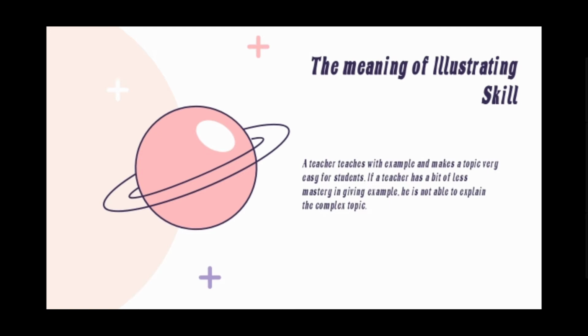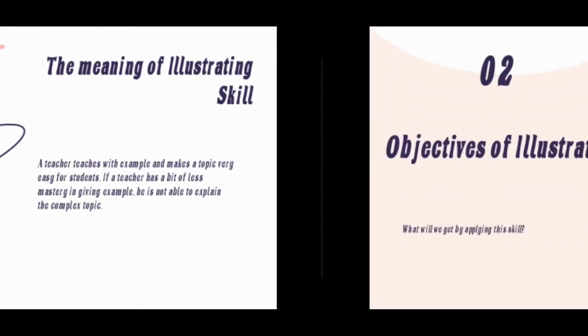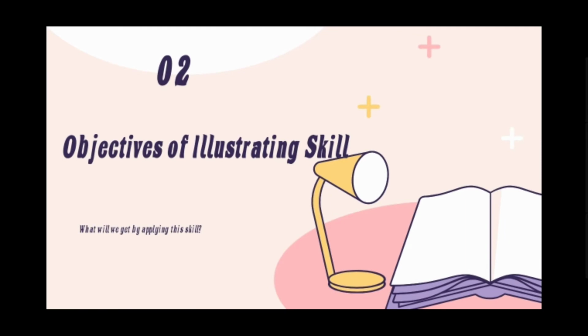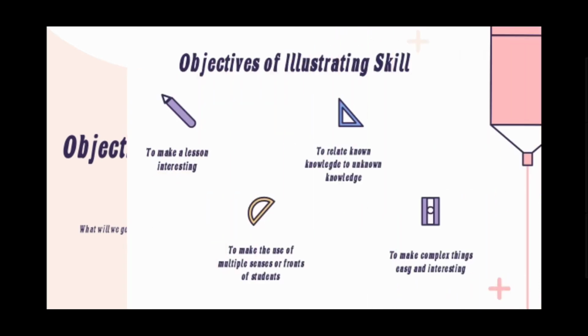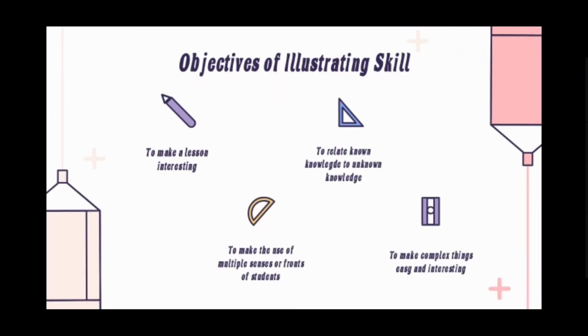So the teacher must have the skill of illustrating. The power of illustrations has its purpose in the teaching learning process. That's why they are also very important. And the next one, we're going to explain about the objectives of illustrating. Like I said before, illustration has its purpose, right? So the following are the few objectives of illustrating.